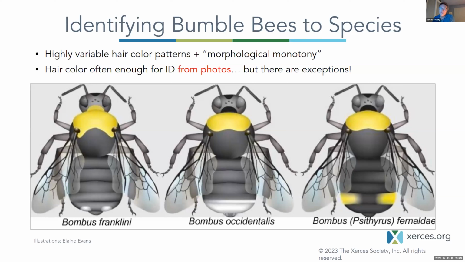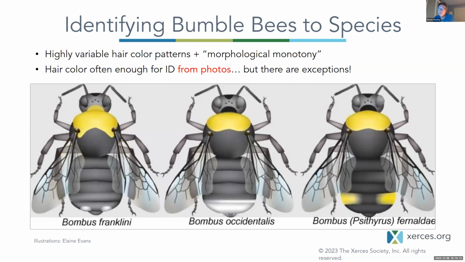We will also use other things like morphology, but as this bullet here says, there's a sort of famous bee scientist who described the bumblebees as morphologically monotonous, meaning if you shaved all the hair off of them, they all look pretty similar, and it's hard to find sculpting on the exoskeleton or other sorts of characters that can help you with this. So we are going to teach you to use the hair color quite a bit here.